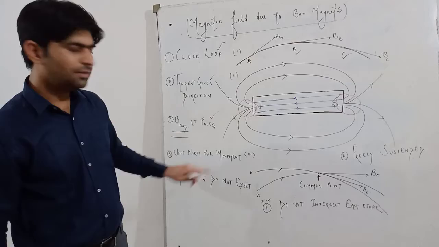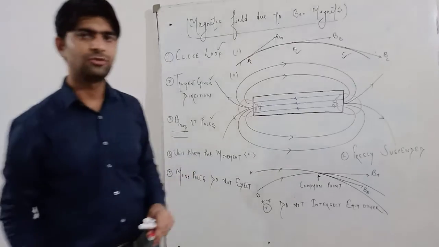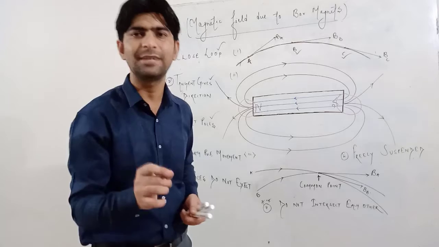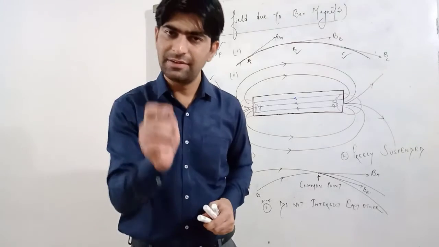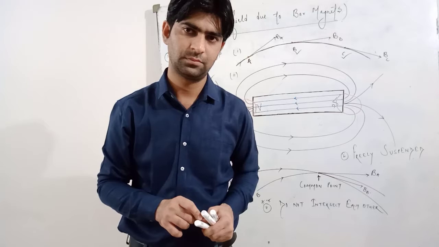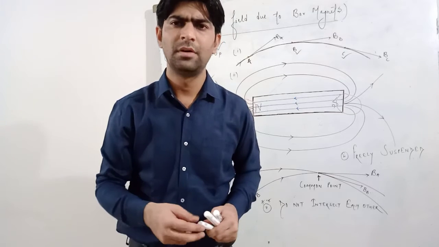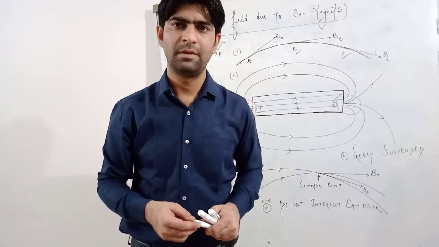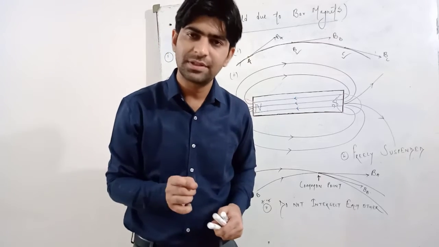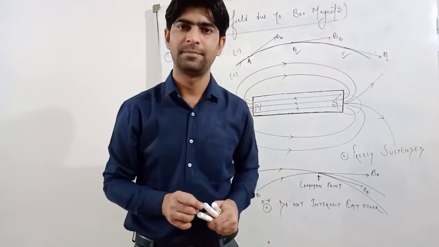Fourth property I have written, unit north pole movement. So if we discuss the difference between magnetic field lines and magnetic field: magnetic field is a region around any magnet or a magnetic effect producing body. But magnetic field lines are the pictorial tools to represent the magnetic field.